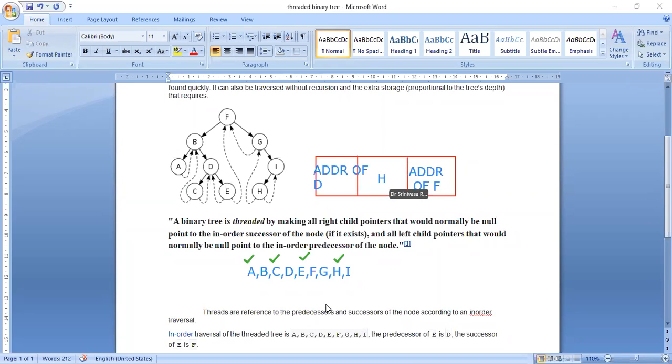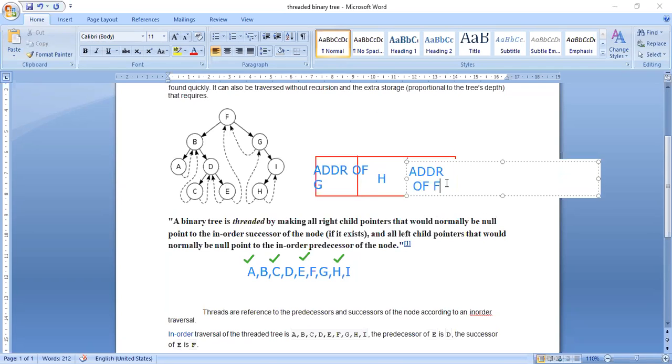The next leaf is H. So B, who is the predecessor of H? G. So I will write the address of G in the left address part of H. And now who is the successor of H? I is the successor of H.